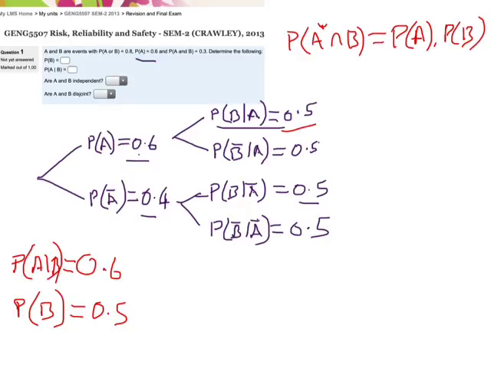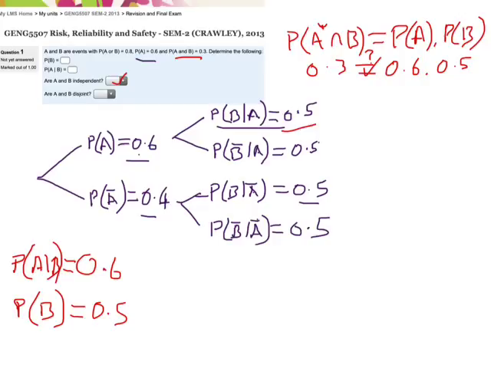So the probability of A intersect B, what have we got? We were given that it is 0.3. Then the probability of A, so I'm going to put a question mark there. The probability of A was given to us as 0.6, and the probability of B is 0.5, and we can say 0.6 times 0.5, yes, that does indeed equal 0.3, so yes, they are independent.